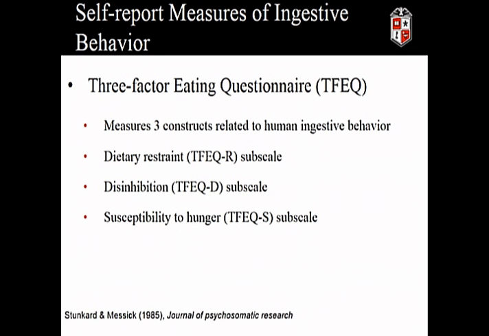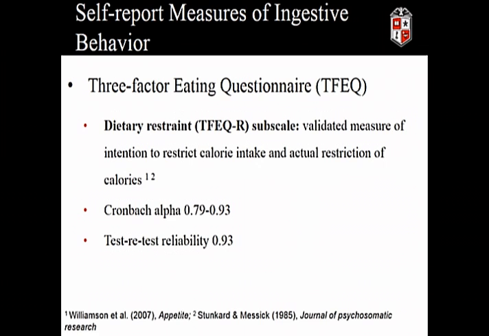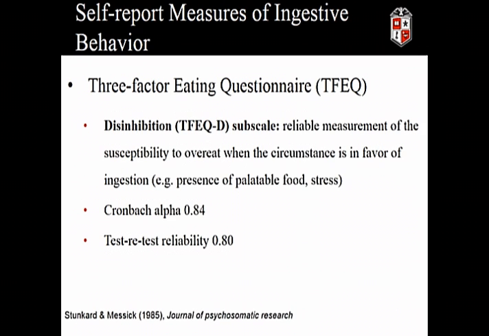The three-factor eating questionnaire has three scales, one of which is particularly designed to measure dietary restraint. The other is disinhibition, which is a loss of the ability to restrain, and susceptibility to hunger. We've already mentioned what dietary restraint is. All these scales have reasonable validity and reliability. Disinhibition is defined as a susceptibility to overeat when the circumstances favor eating, so abundant palatable food is a good example, and stress could be another.